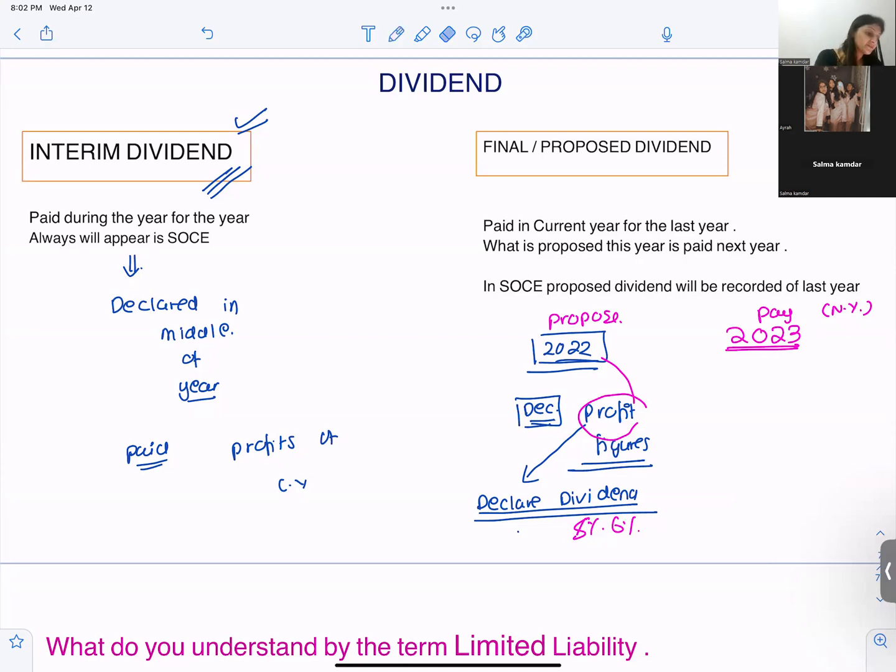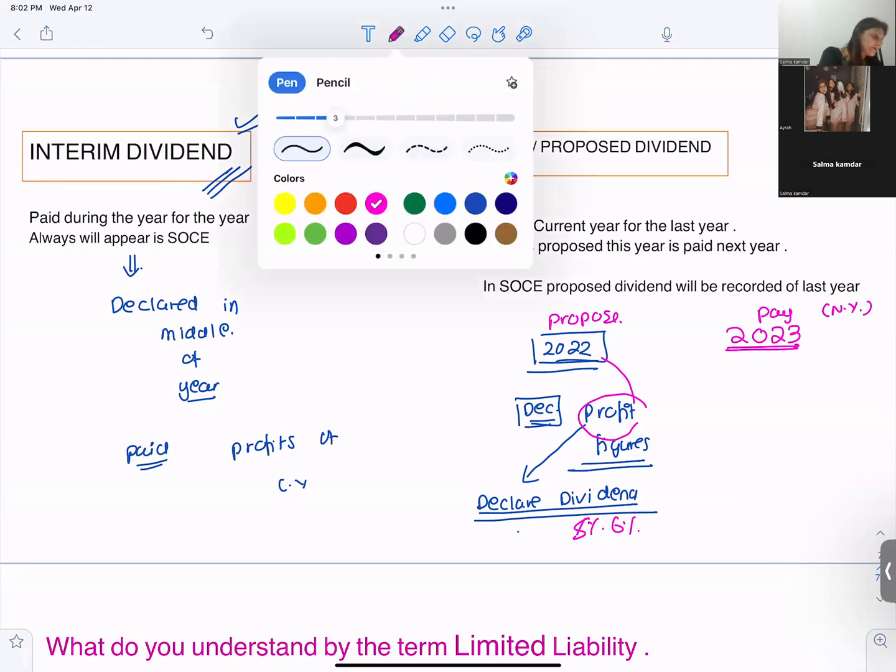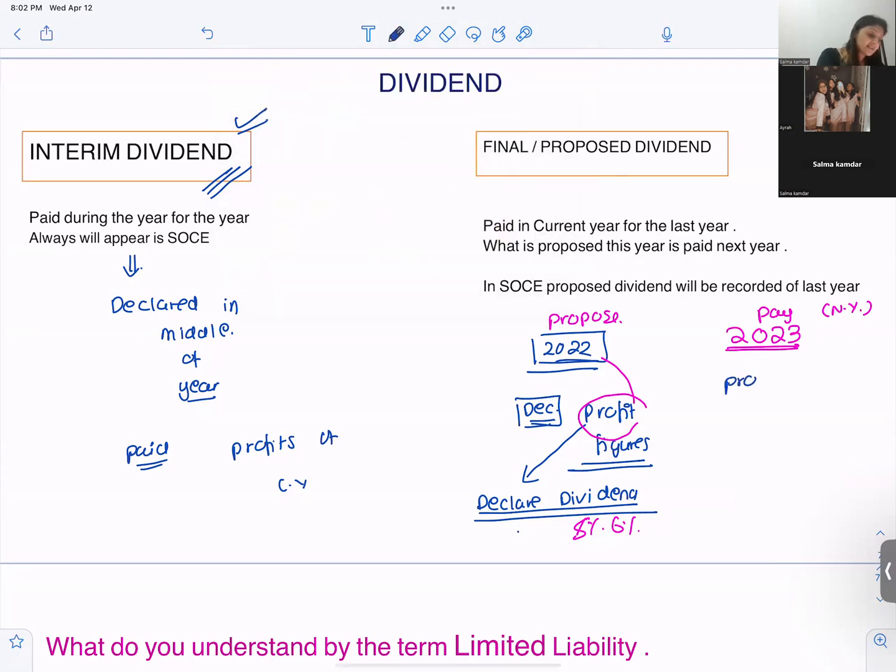So in the statement of changes in equity of 2023, you will record the proposed dividend or the final dividend of which year? Of the previous year. So in the statement of changes in equity of 2023, I will record the proposed final dividend of last year, right? Yeah. And interim dividend of which year? Of the current year. Okay.